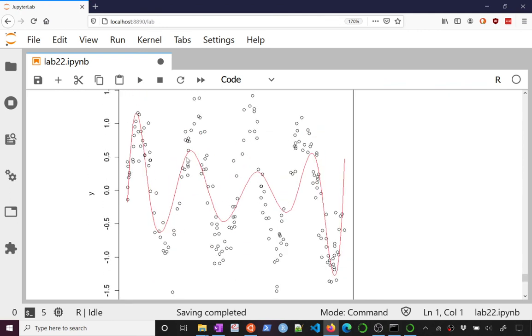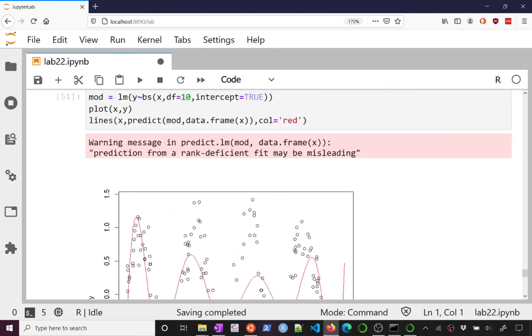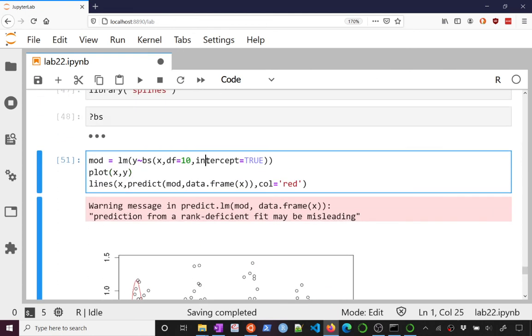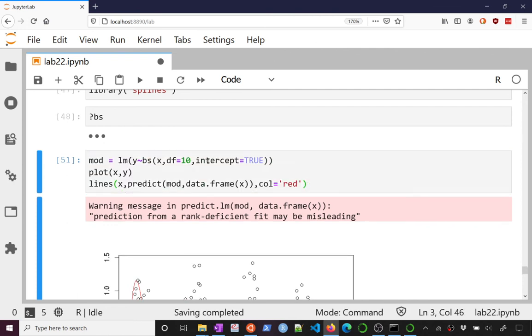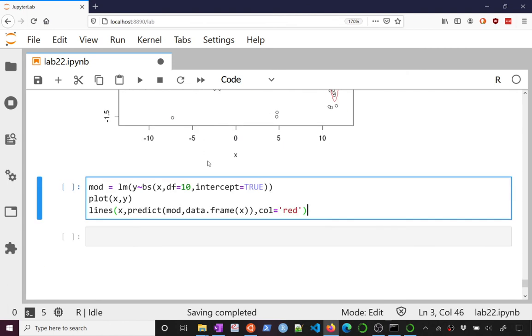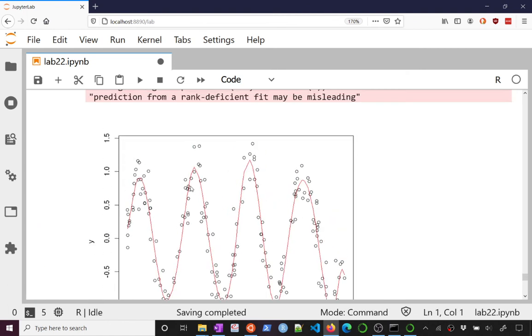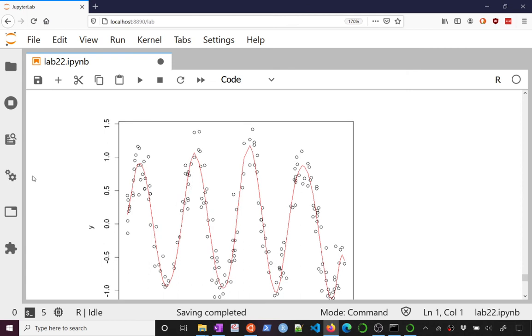So that's not a great prediction. It looks like we need some more degrees of freedom here because it's not quite capturing it. And again, these are the kind of things that one could, for example, cross-validate if they really wanted to. I don't know, 20 degrees of freedom? So that works pretty well. So this is kind of an alternative way of doing it.